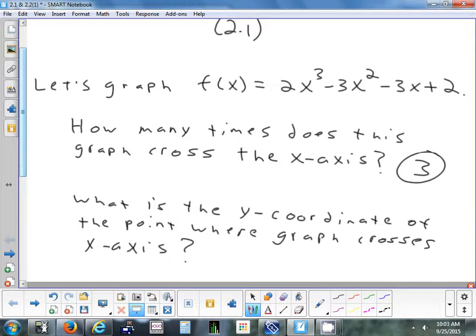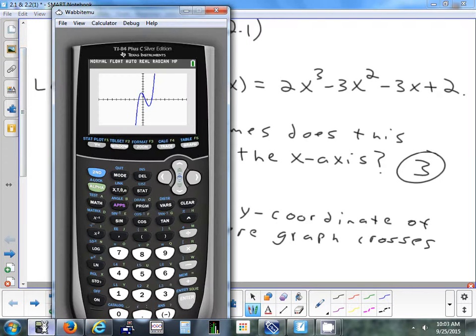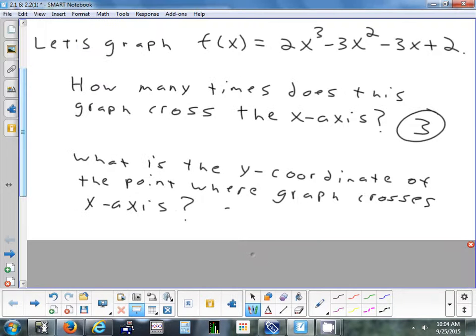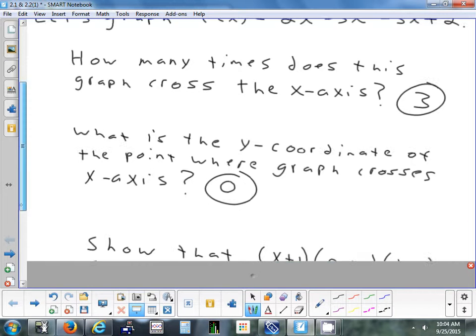Next thing, what is the y-coordinate of the point where the graph crosses the x-axis? What I'm basically looking for is the y value of this point, and that point. If you look at all 3 of those points, they're all on the x-axis. Any point that's on the x-axis, you haven't gone up, you haven't gone down at all. So your y value of a point, if you haven't gone up and you haven't gone down, is 0. That's the y-coordinate for all those points.